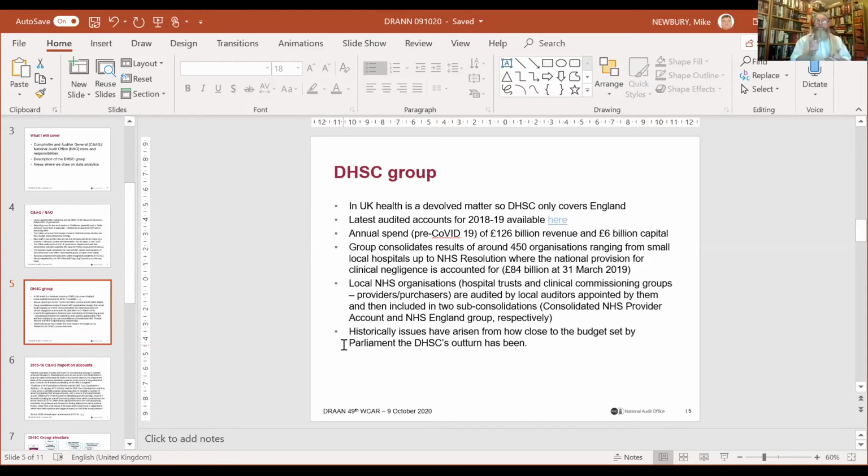The overall issue, and I referred to this earlier on in relation to the budget setting process, is that the Department of Health and Social Care has been very close in the past to breaching the budget that Parliament set for it. That has serious consequences. That has to be rectified by a process in the House of Commons. It is incredibly embarrassing and difficult. So you may say, well, how close were they, Mike? In the year 2014-15, on a budget then of just over 100 billion, they came within 1.2 million of breaching that revenue control total. So very, very close indeed.